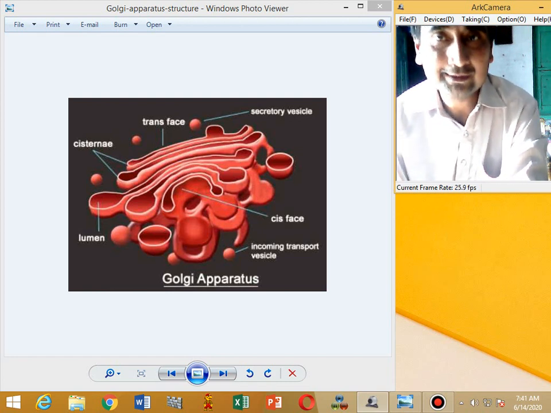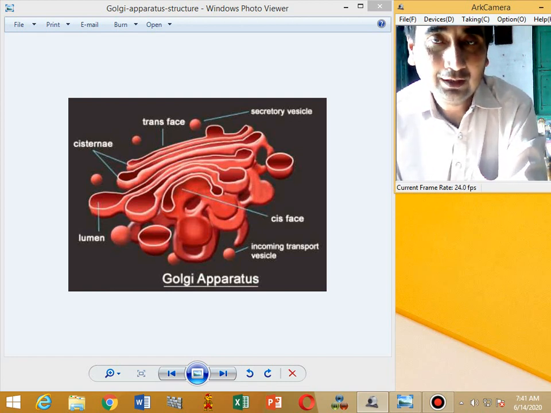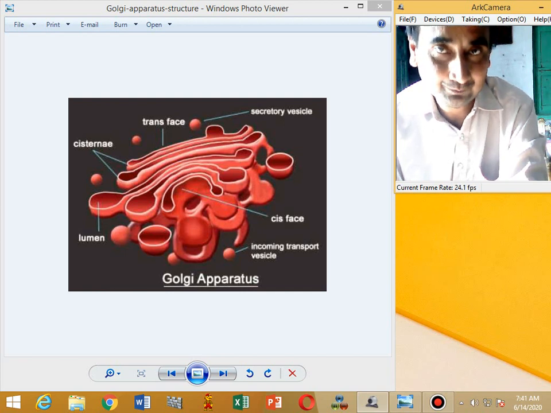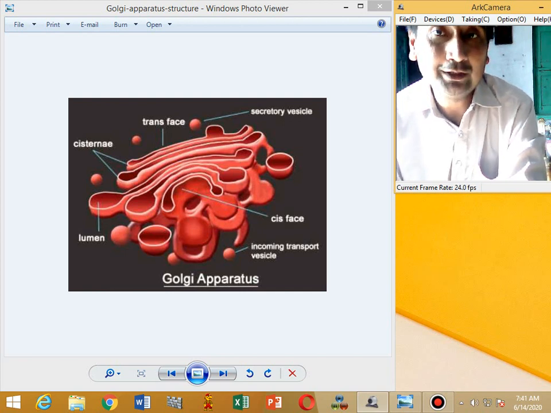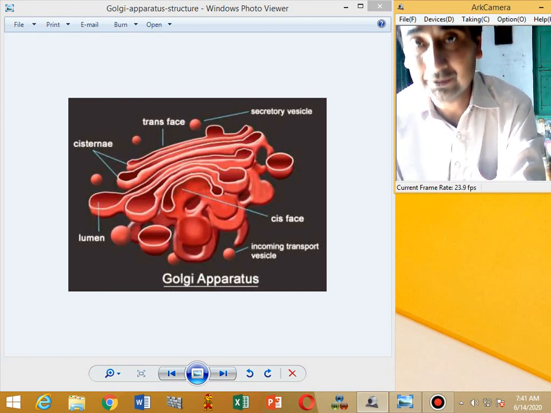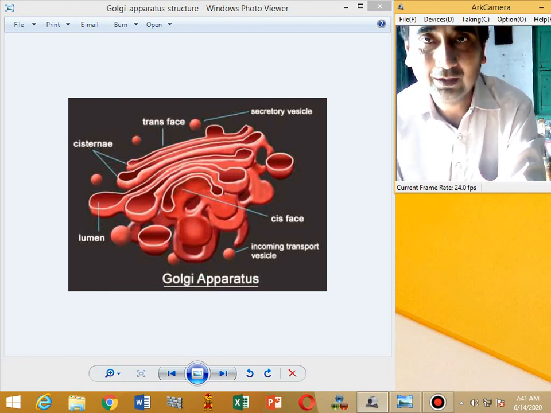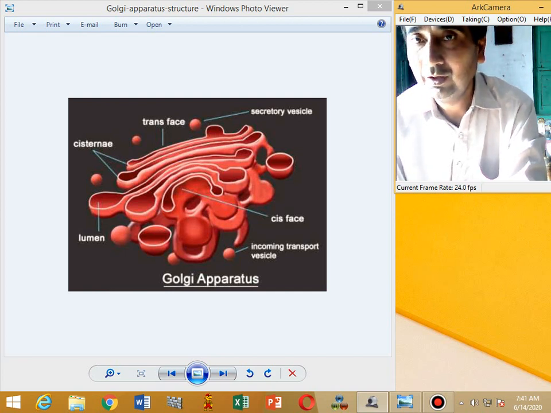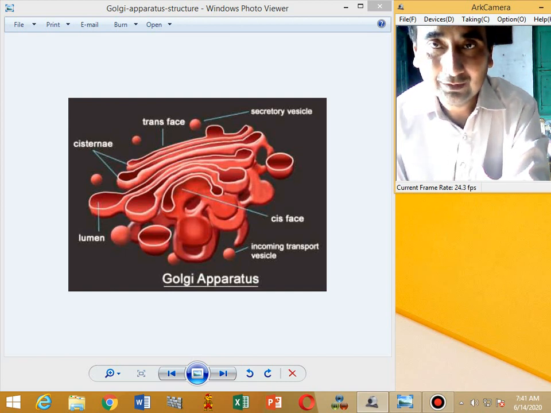Now we discuss the different proteins, the digestive proteins that are found in mammals, in the pancreas of mammals, in the form of granules. These secretions that are formed in the form of granules are formed on the Golgi.